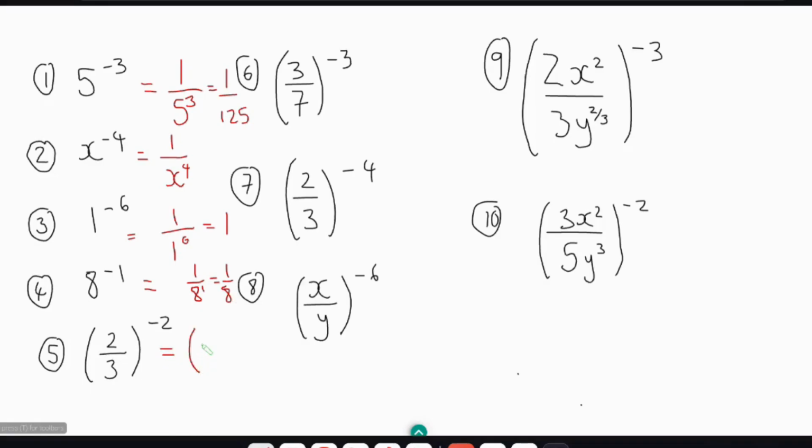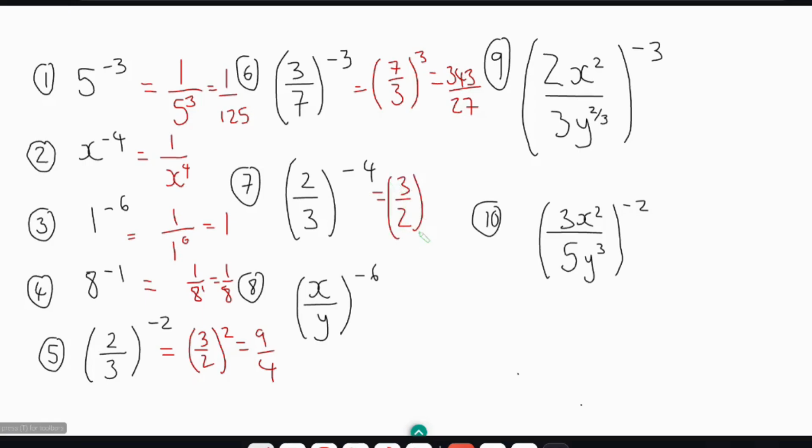So what do we do with these? The minus flips, and then we square. So I always write it twice. It's going to help you with some more complicated ones. So flip it, cube it. 7 cubed is 343, and then 27. Okay, flip and power 4, 81 over 16.